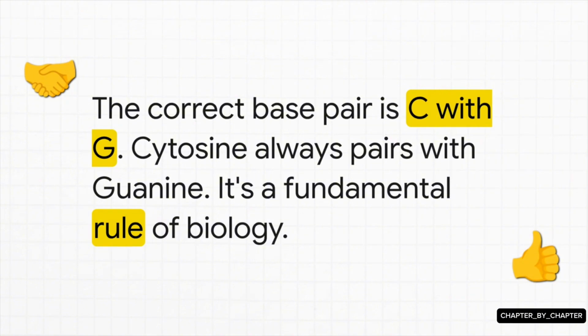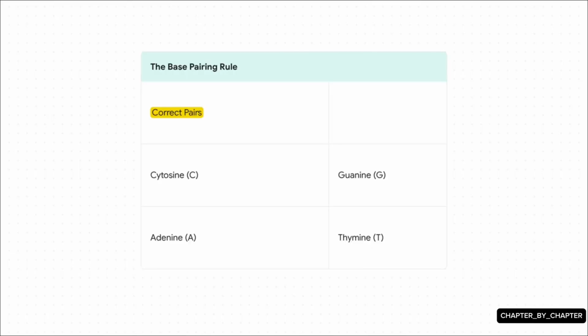This isn't some random thing either. It's one of the most fundamental rules in all of biology. It's that important. And here's the full rule laid out for you. Super simple, right? C always pairs with G, and A always pairs with T. That's it. It's so elegant.